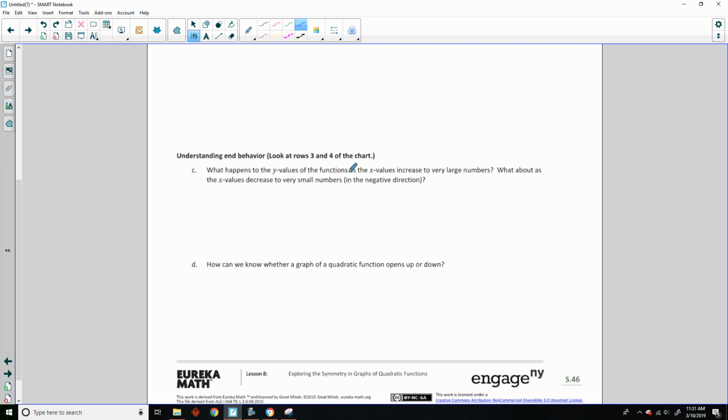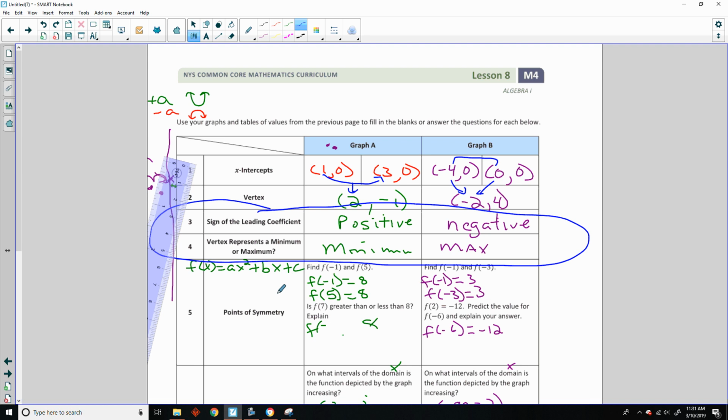What happens to the y values of the functions as the x values increase to very large numbers? What happens to the y values as x gets really big or really small? So knowing that the function is positive and has a minimum, when x values get really, really big, we're going to positive infinity. When we have a maximum and the sign of the leading coefficient is negative, then we are going to negative infinity. So the direction we're going is going to be our end behavior.